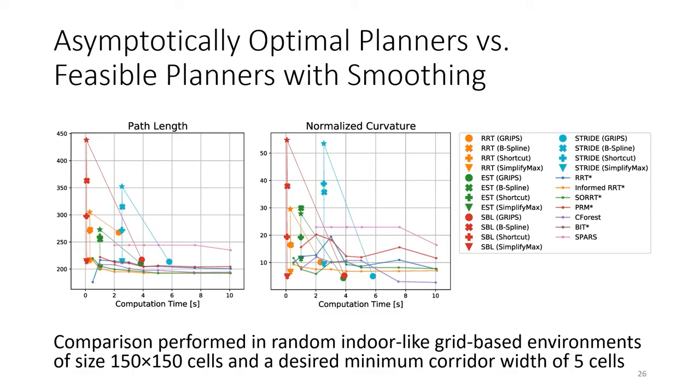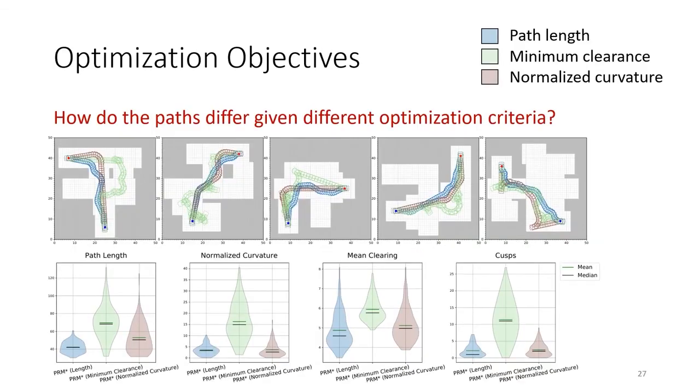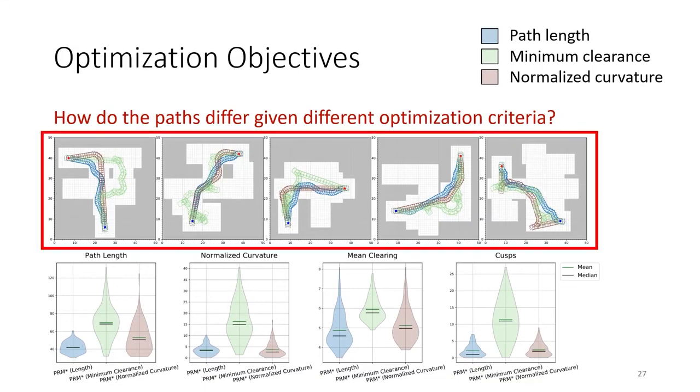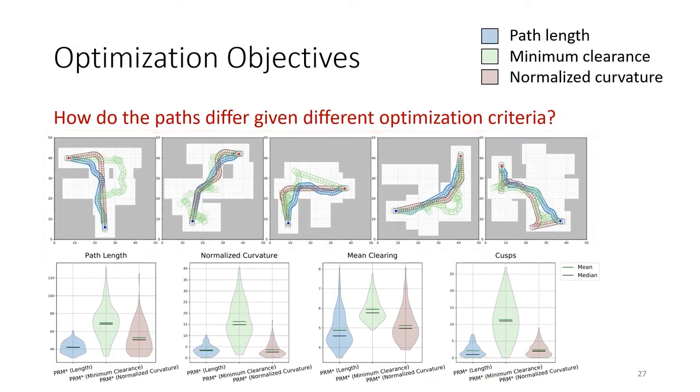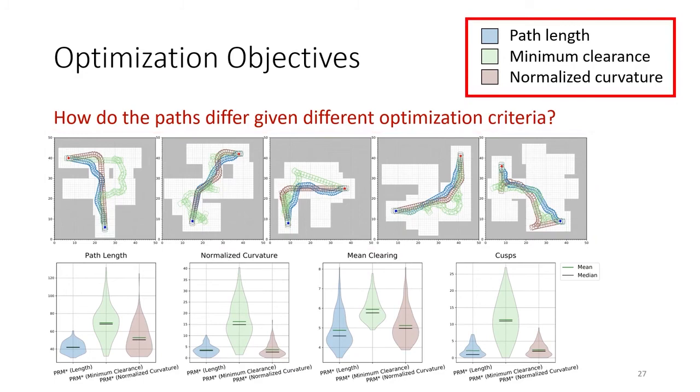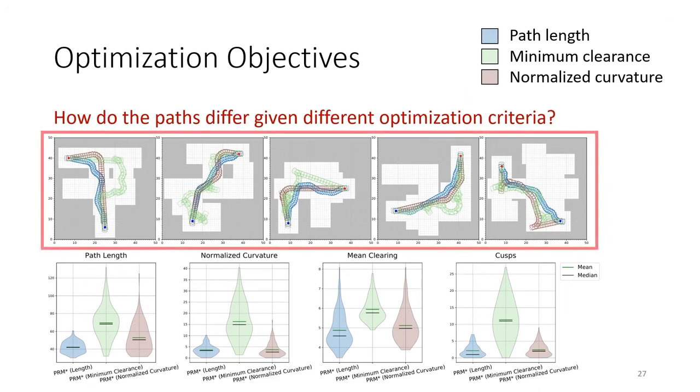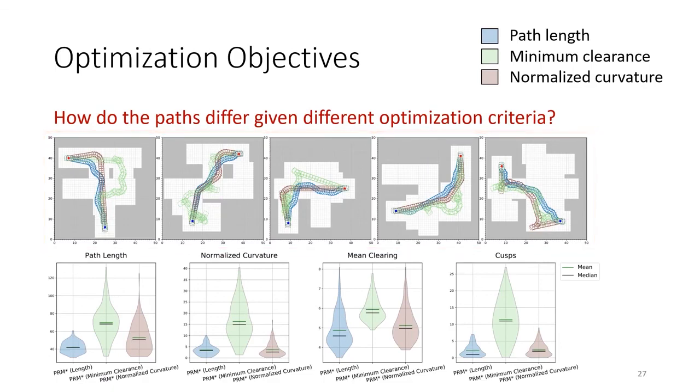that increase the curvature. In our final experiment, we show how BenchMR allows us to analyze the behavior of a sampling-based algorithm by varying the optimization criterion it is using. In the top row, we visualize the trajectories resulting from 3 different optimization criteria, namely path length, minimum clearance, and normalized curvature. These solutions have been found by PRM star and evaluated on 5 different procedurally generated corridor environments.